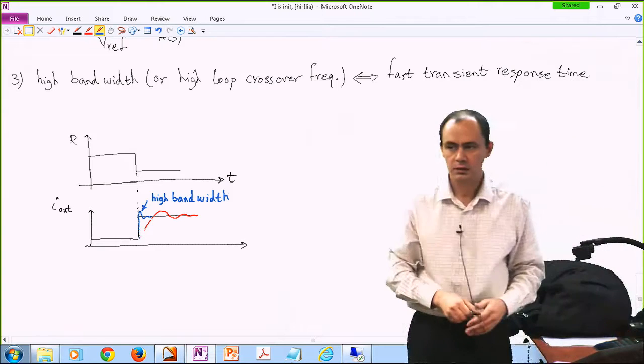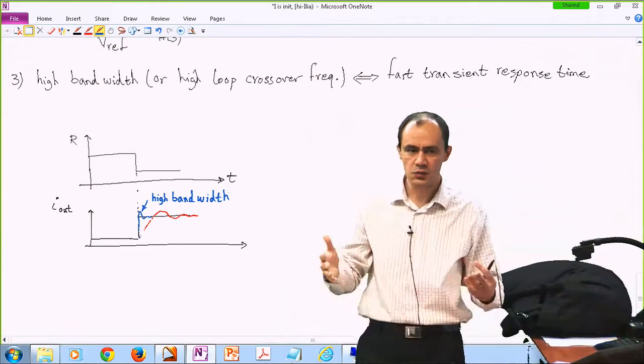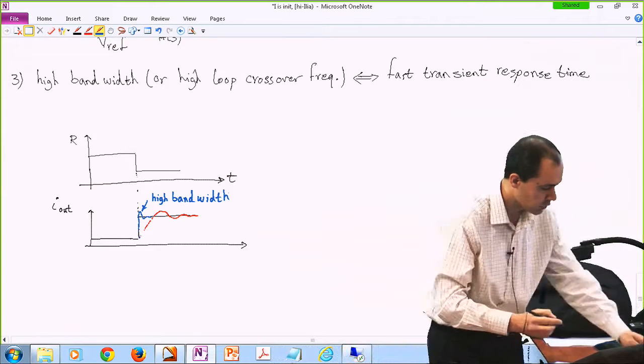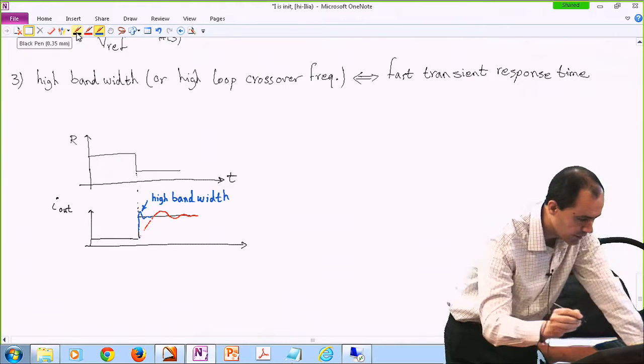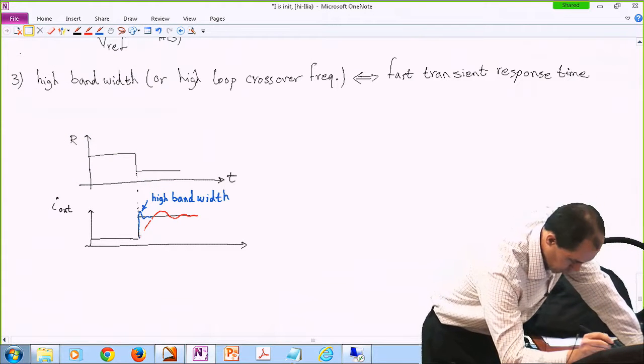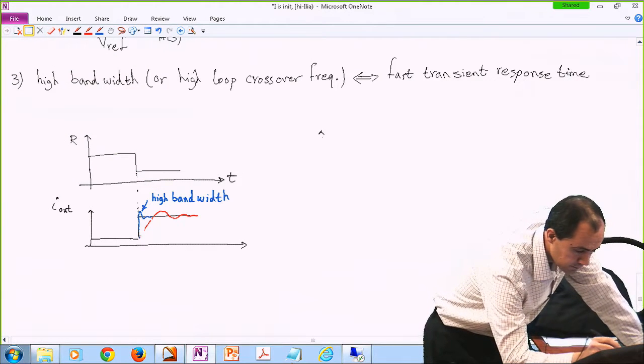Okay, and this is our desire. Our desire, always, is that we want a system to be faster and respond quickly. So how do we mathematically put it? So we are looking at this.